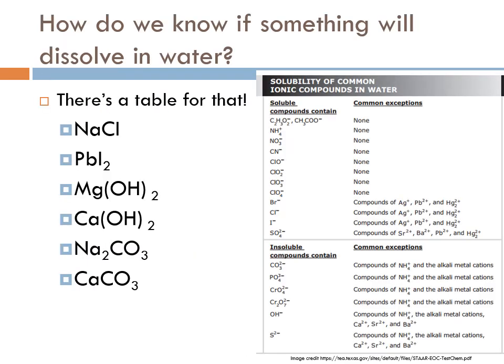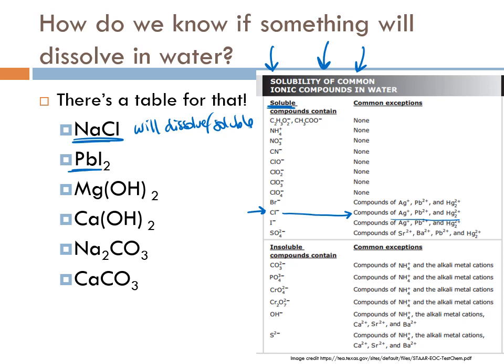How do we know if something's going to dissolve in water or not? Remember that in our handy-dandy reference materials on the back side of our periodic tables, we have our solubility of common ionic compounds in water. This table is between your list of polyatomic ions and your activity series. So we're going to use this table to figure out if things are soluble or not. Sodium chloride. I'm going to find chloride here. I see that it is in my soluble list. I go over to the exceptions. Sodium is not an exception, so this will dissolve. I would say that it is soluble. How about lead 2 iodide?